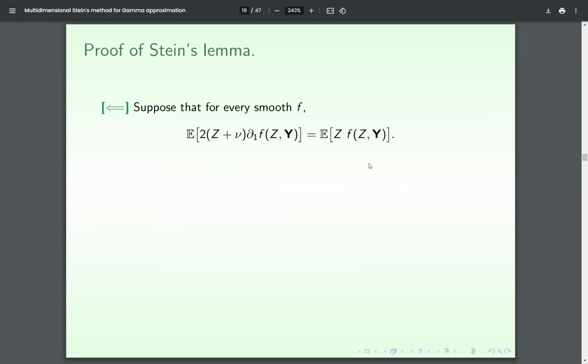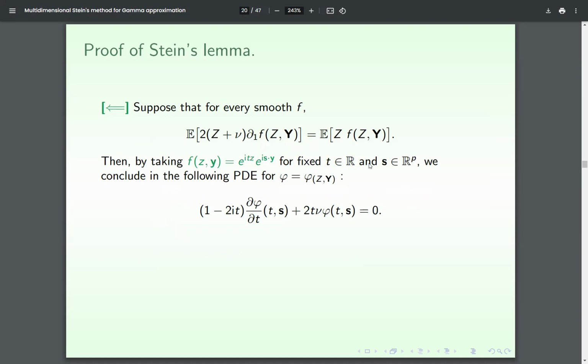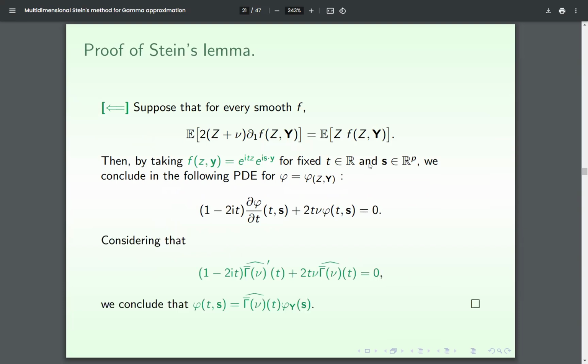And conversely, if we suppose that we have this equality for a very large class of functions f, then by just using the characteristic function, so we choose f to be a complex exponential, we can have a differential equation for phi, which is the characteristic function of the couple Z, Y. Knowing the differential equation of the characteristic function of the gamma distribution, we conclude that, in fact, Z and Y are independent and Z follows the gamma distribution. Okay, the proof is very easy, looks like the Gaussian case, no problem on that.